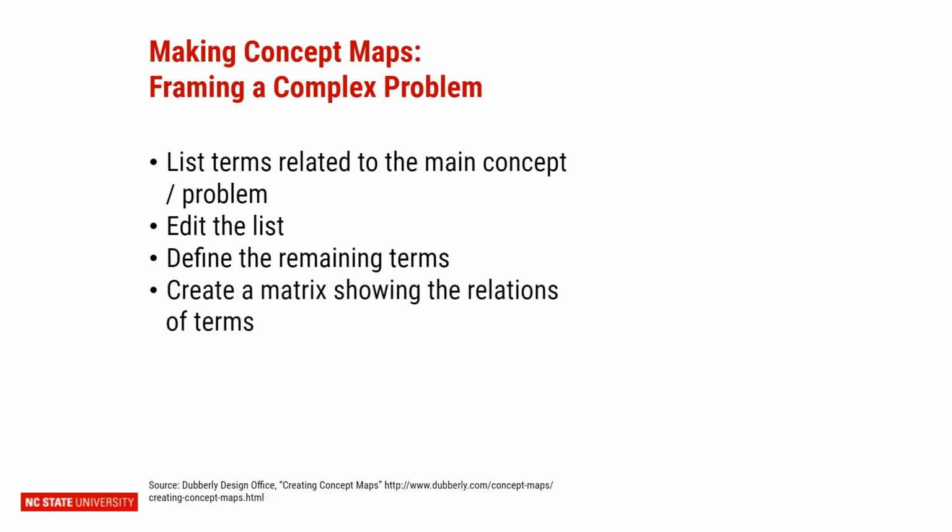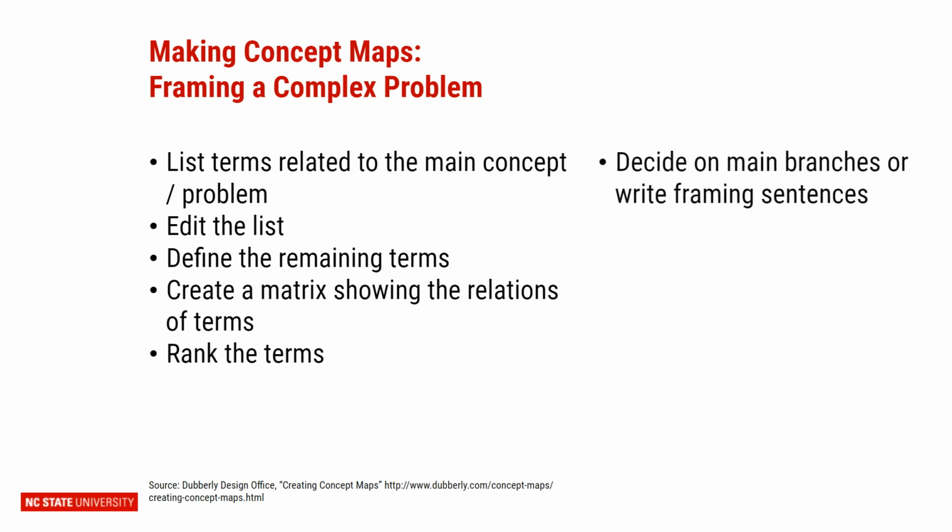He suggests then creating a matrix that shows the relationships of the terms by listing all of them down one side of the matrix and repeating the list across the top. The relationships between the terms are noted in the boxes where a row and a column intersect. The resulting matrix provides a checklist for building the concept map. After that, rank the terms. Decide on main branches or write framing sentences. Fill in the rest of the structure and revise. Typographic and illustrative hierarchy should be applied also as part of this structure and revision.